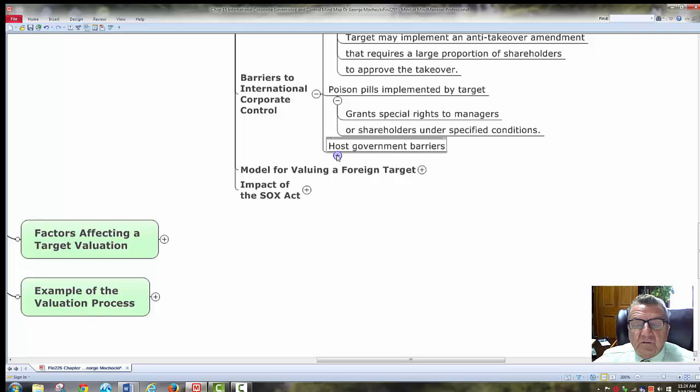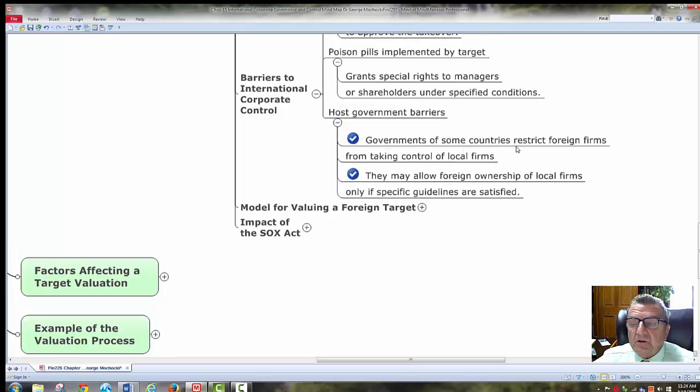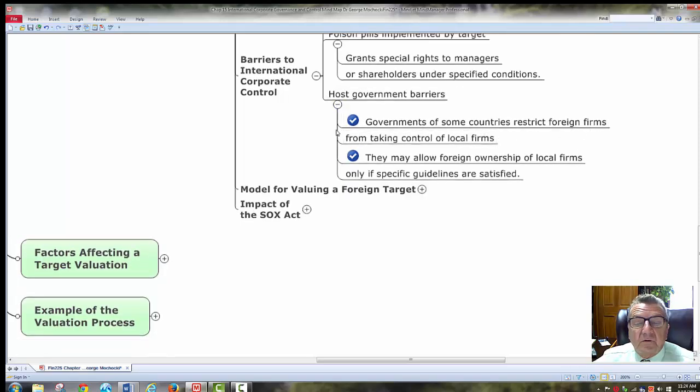Okay, host government barriers. Governments for some countries restrict foreign firms from taking control of local firms. Regulations, some factors. They may allow foreign ownership of local firms only with specific guidelines, that maybe I can only take 49%, but 51% has to be held by a local.